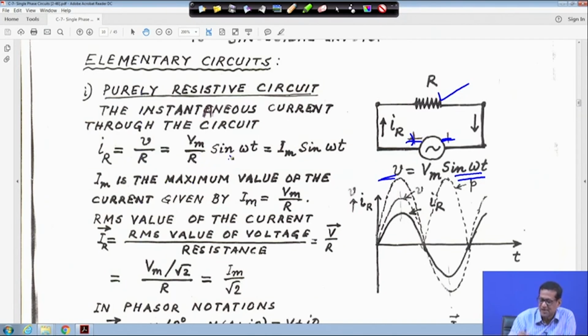So, it is Vm upon R sin omega t, and this is your i, which you can write as Im sin omega t, and Im is equal to Vm upon R. This is the maximum value of the current. We are not considering the RMS value and other things right now.